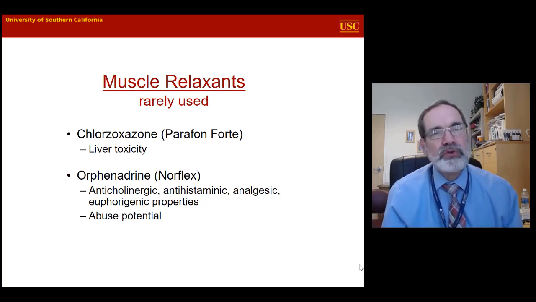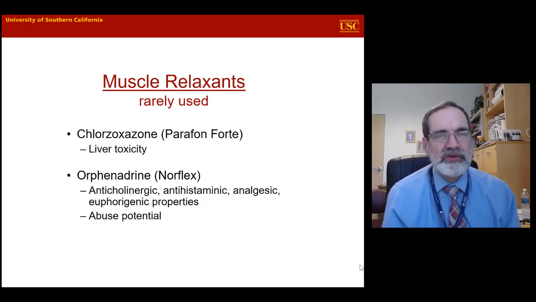A couple of old muscle relaxants are rarely used nowadays. They were known under the names Parafon Forte and Norflex. I won't get too much into them. They really are generally not used so much anymore.